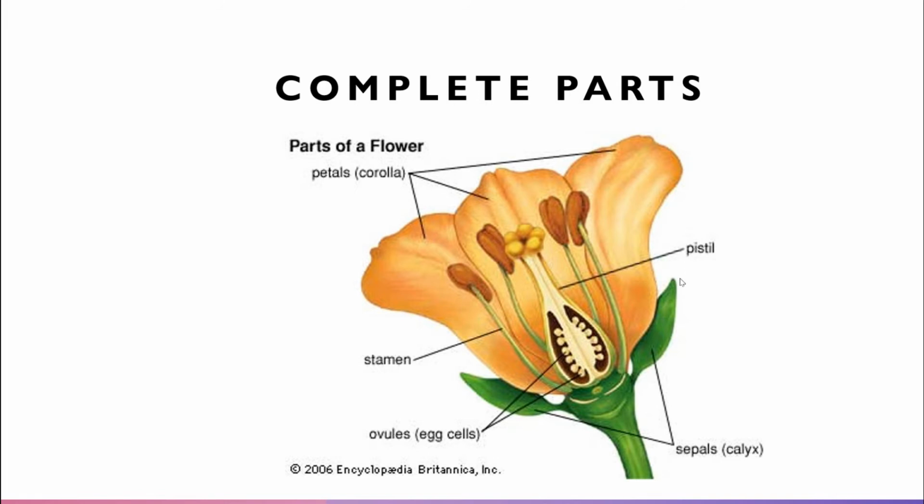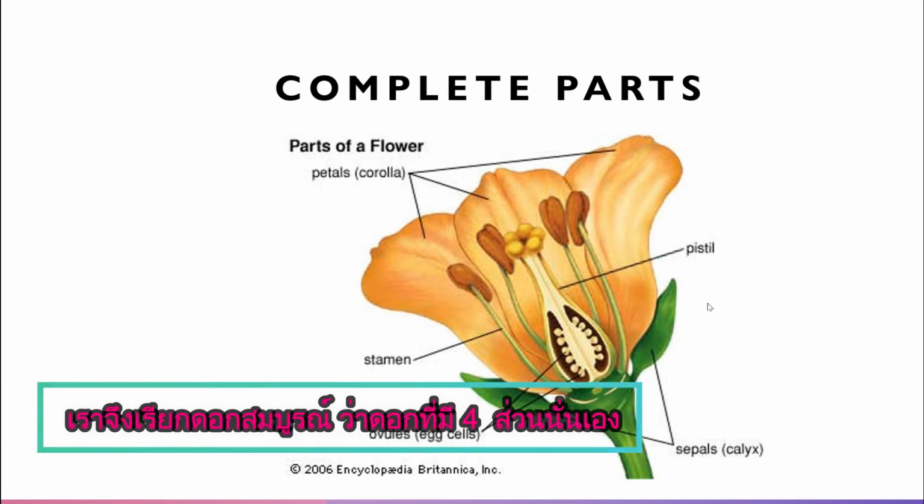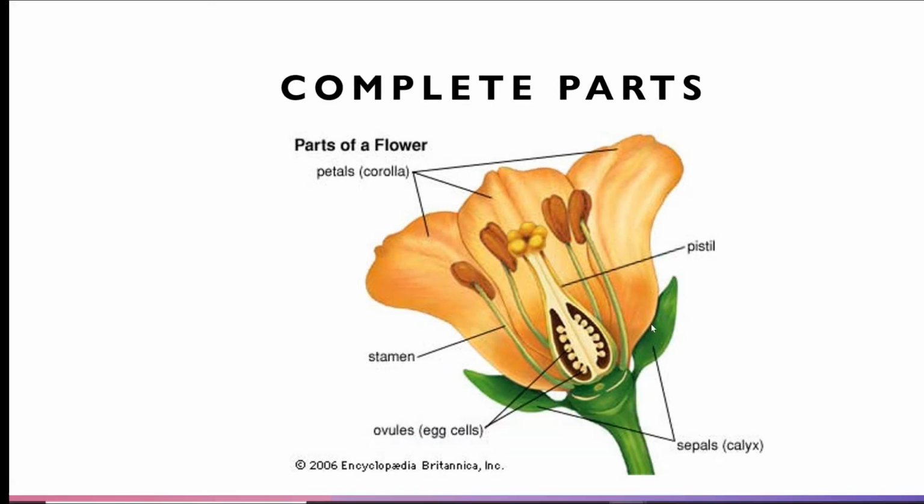Pistils is composed of the stigma, the style, and the ovary. Okay, that is the pistil. The pistil is the female part of a flower, and the stamen is the male part of a flower. So you can say that the flower is complete if it has 4 parts. If there is no pistil, it means the flower is incomplete.